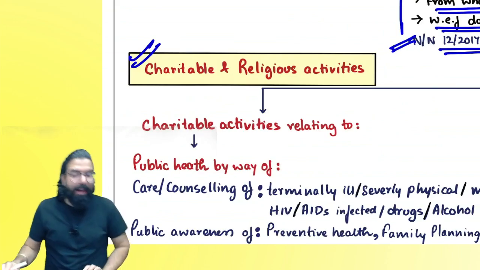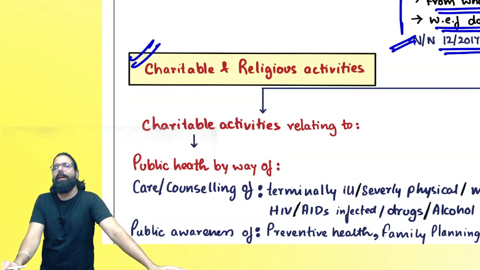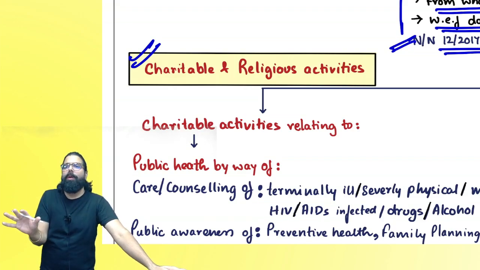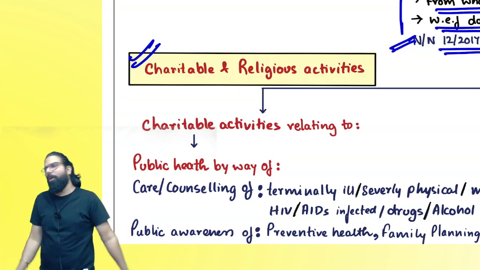Now, please come to charitable and religious activities. Let's go ahead and understand the exemptions. Everyone listen. Exemptions are of various kinds. I have divided all the exemptions into different parts: agriculture related exemptions in one place, government related exemptions in one place. We will understand all the exemptions chart by chart.